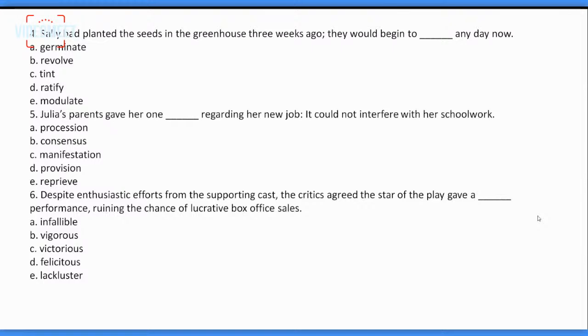So I mean, come on, look at the word lackluster. Luster means something that is shining, right? So if you are lackluster, that means you've given a dull performance, right? So a dull performance ruins the chance of getting lucrative box office sales. So the correct answer for the sixth question would be E, lackluster.